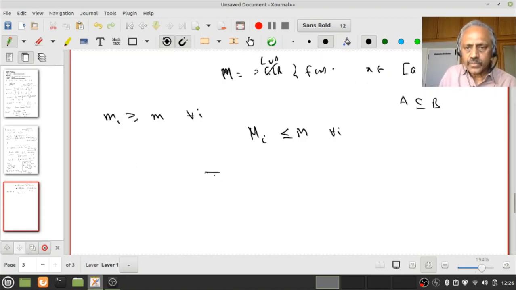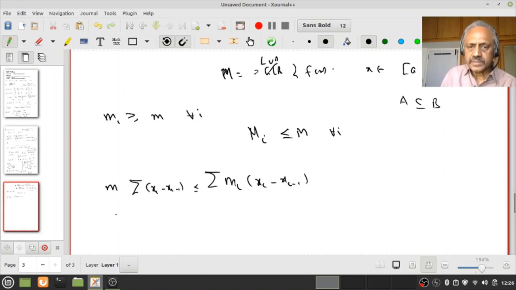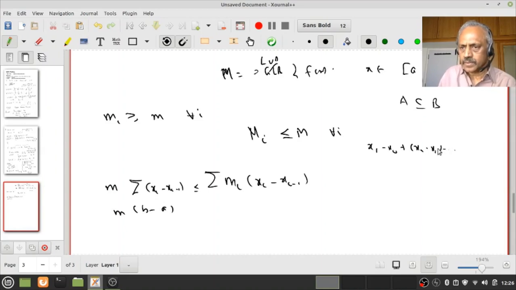So I have M_i times (x_i minus x_{i-1}), but each M_i is less than or equal to M, right? And times (x_i minus x_{i-1}). But this is b minus a. This is a telescopic sum, as we have seen earlier. x_1 minus x_0 plus x_2 minus x_1 and so on. So telescopic sum, so I get this. This is M_i.